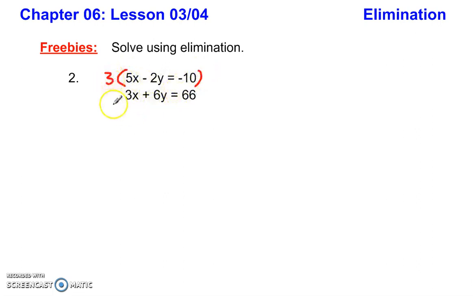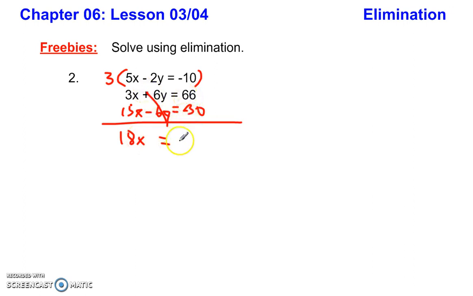and that gives me a grand total of 15x minus 6y equals -30. And then I can just line those up and add them up, because adding them is going to cancel this out. So then I get 18x, this cancels out, is equal to 36. Divide by 18 on each side, and I get x is equal to 2.